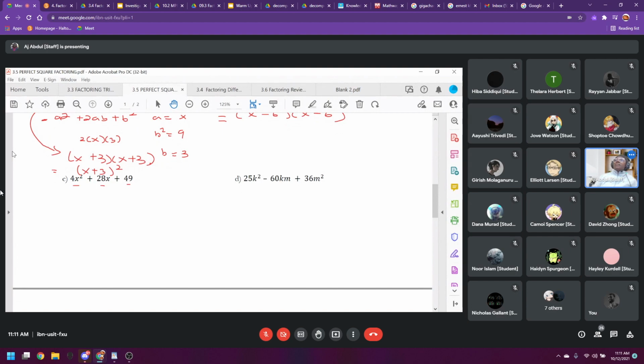Also here, I can decompose this if you want. But if you notice that this is a perfect square trinomial, I square root this to get 2x, I square root that to get 7. The middle term is 2 times 2x times 7, which tells you it is a perfect square trinomial. 2 times 7 is 14 times 2x, that is 28x. So all I have to do is go 2x plus 7 times 2x plus 7. That is what the factors will be. So 2x plus 7 squared.